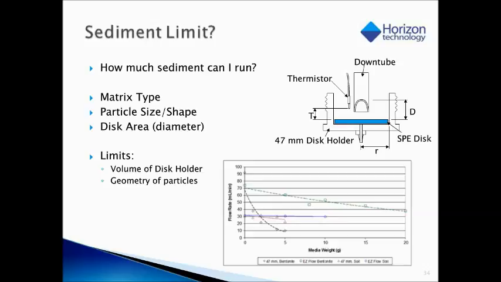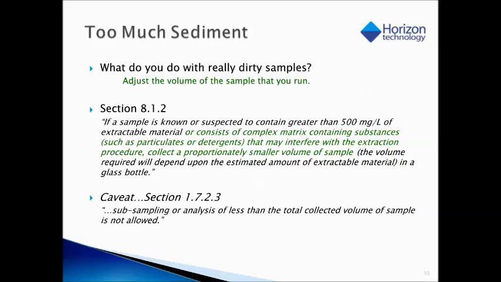So what do you do if you have a sample and there's too much sediment in it? The simple answer is to reduce the sample volume that's being run. The method in its latest revision allows specifically for smaller volumes to be collected when a complex matrix is sampled. The caveat to remember here is that whatever you collect, you have to run. So remember that these are grab samples typically, and if you're going to grab a liter, that 1 liter is what you have to run.